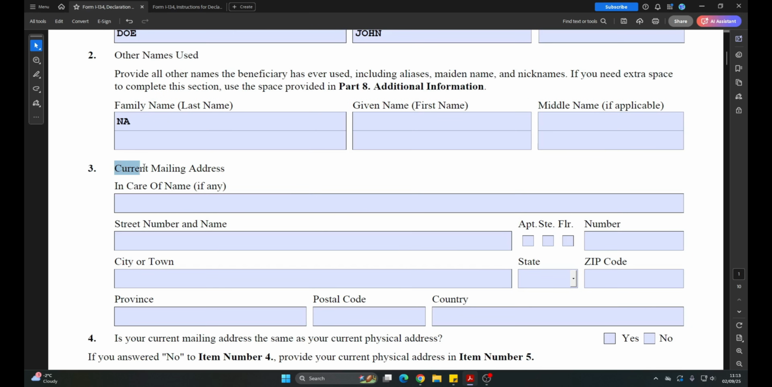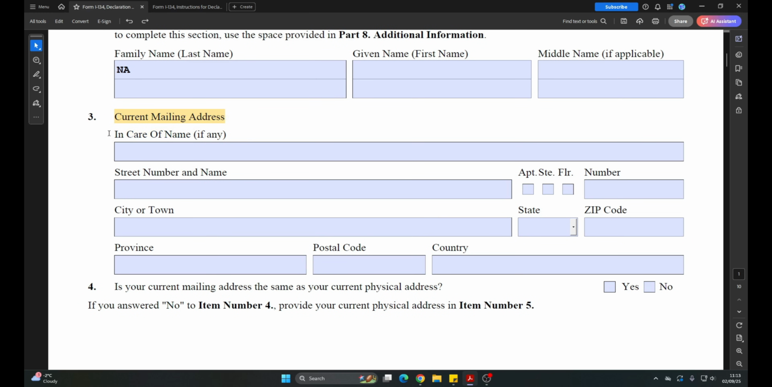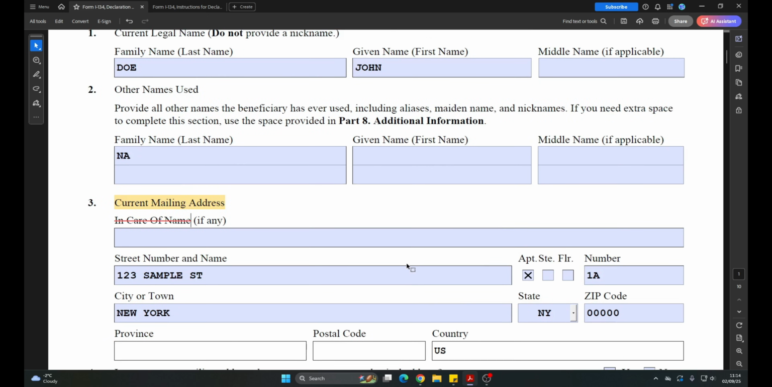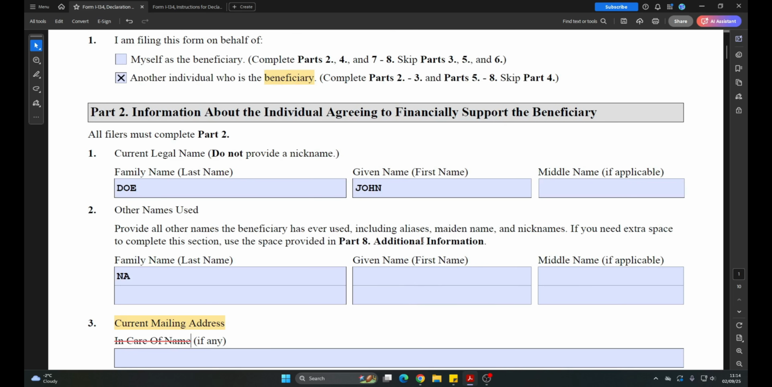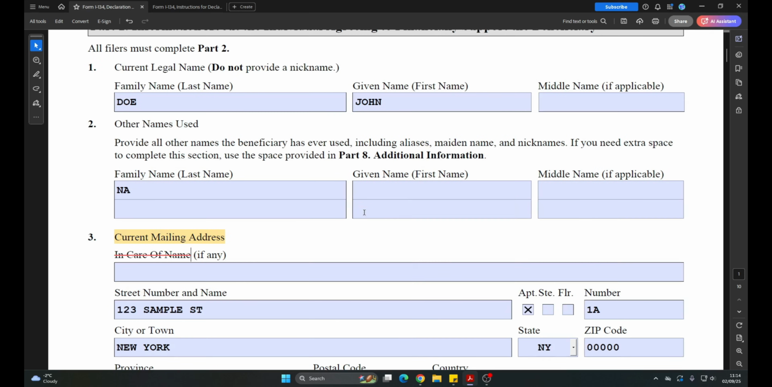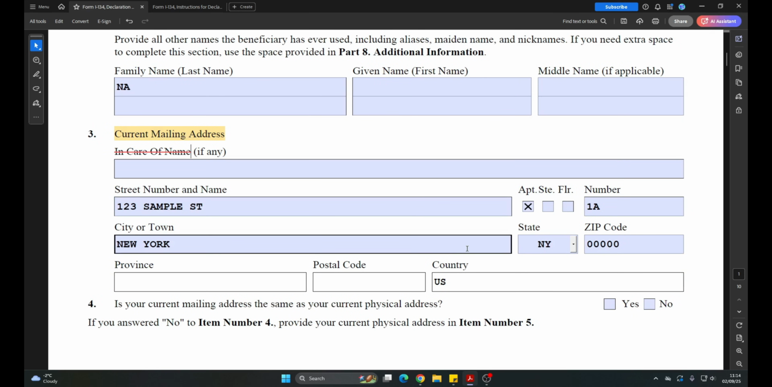Next, provide your mailing address. If you are able to receive mail at your mailing address, then you can simply leave this first line, in care of name, blank and provide your mailing address here. And again, if you are a beneficiary who is located overseas and you are filling this form out to prove that you're financially supporting yourself, then here you would type in your foreign mailing address.